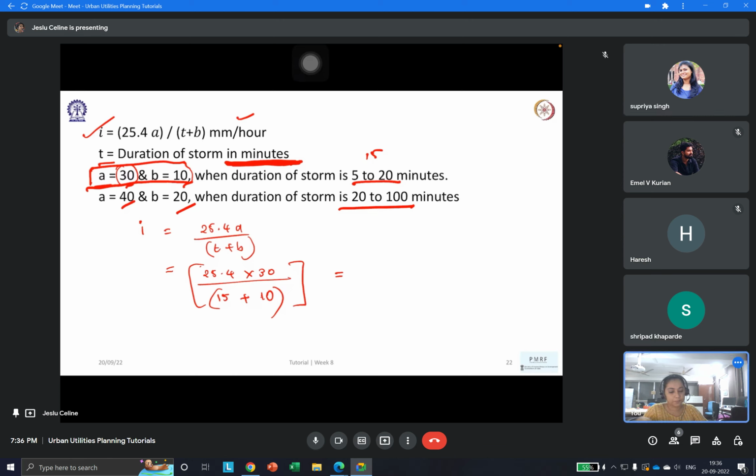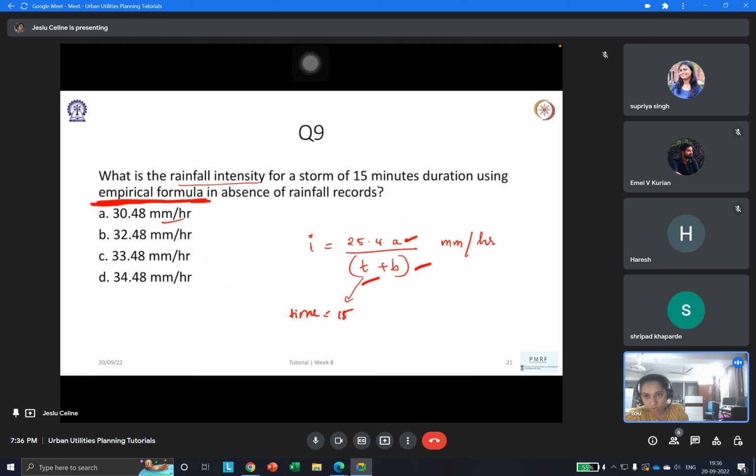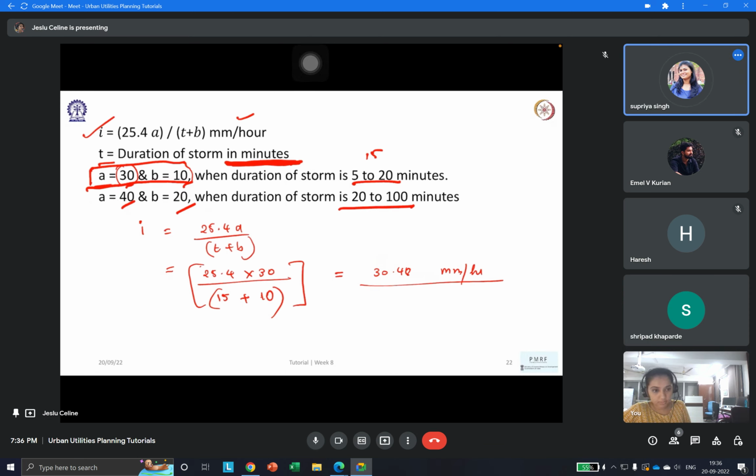30.48 millimeter per hour. So let's go back to the question. That is option A. Fine. Shall we proceed further? Yes. Okay, great.